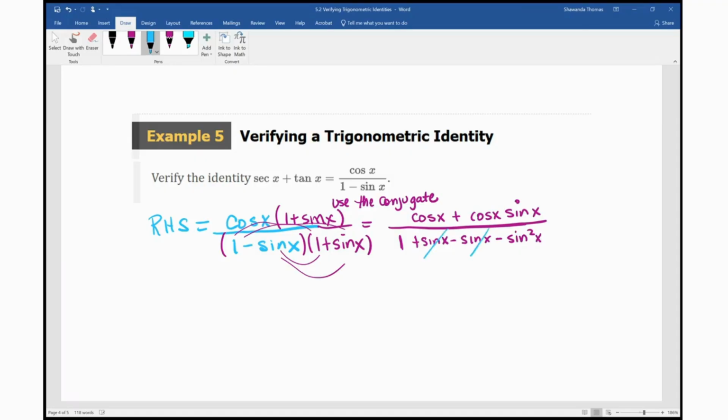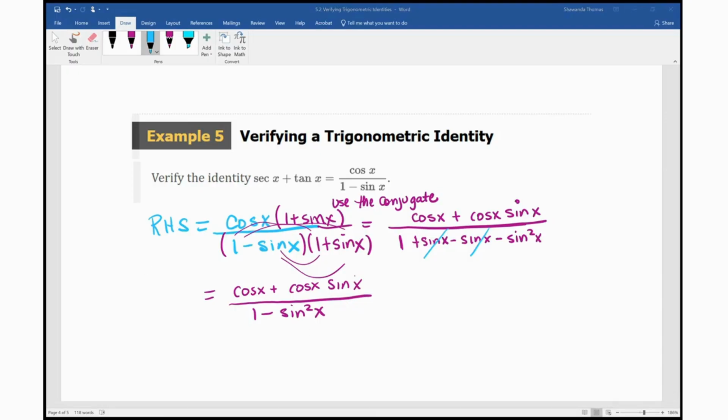Notice the middles cancel out in the denominator. So now we have cosine x plus cosine x sine x over 1 minus sine squared x. So I'm looking at the denominator. What can we replace 1 minus sine squared x with is the question. What do y'all think? When you see that 1 minus sine squared x, what do you think of?